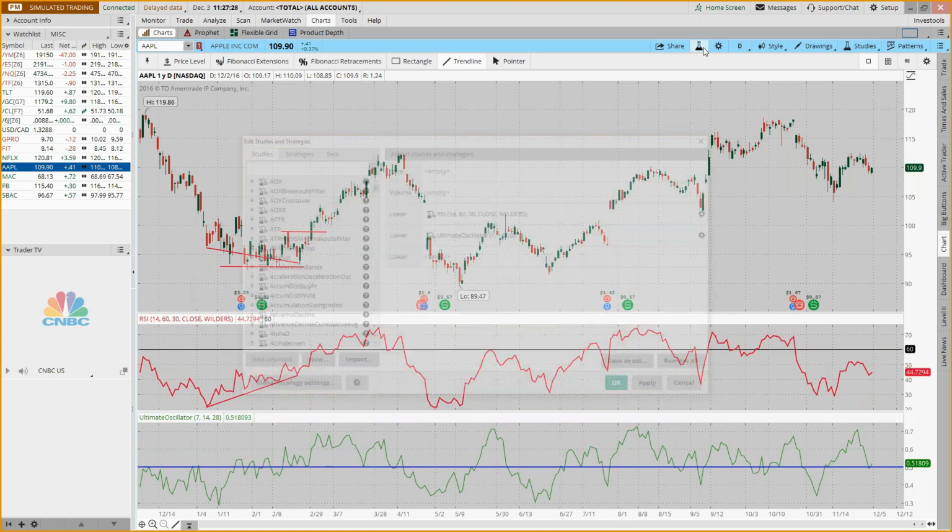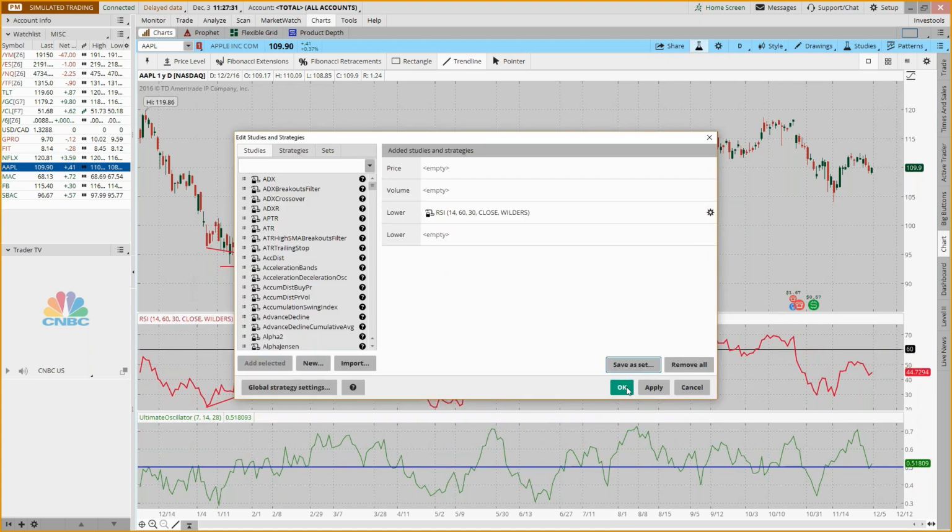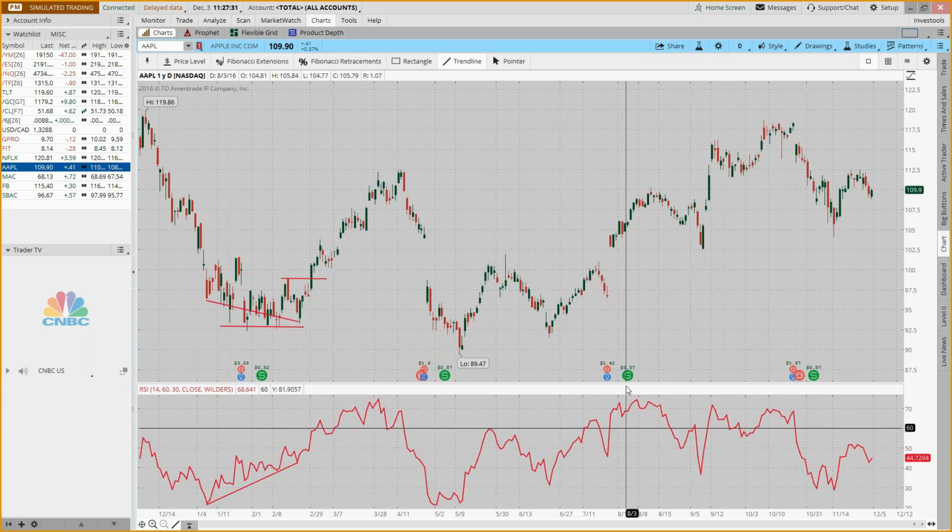Actually, let me get rid of the ultimate so we don't get confused. There. If you look at when it goes overbought here and stays overbought, that's pretty much the bulk of that move. It goes overbought and there's a nice up move. Goes overbought and there's an up move.